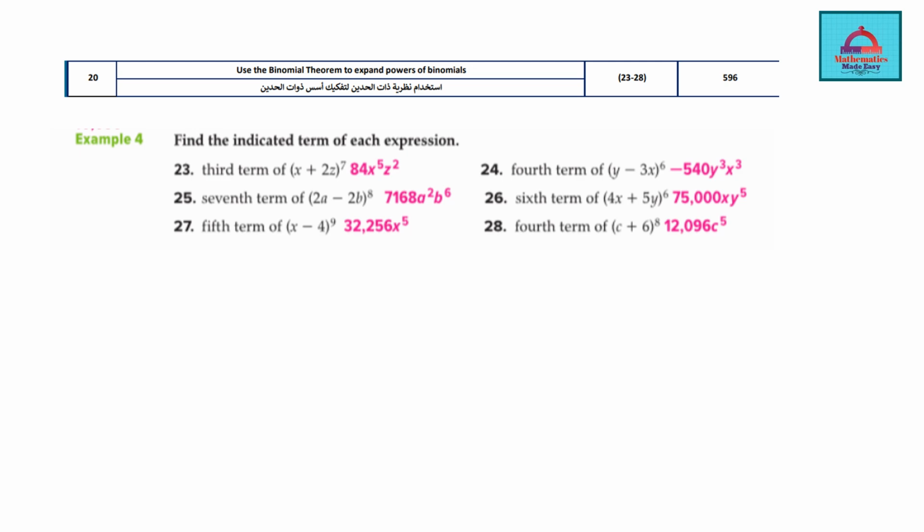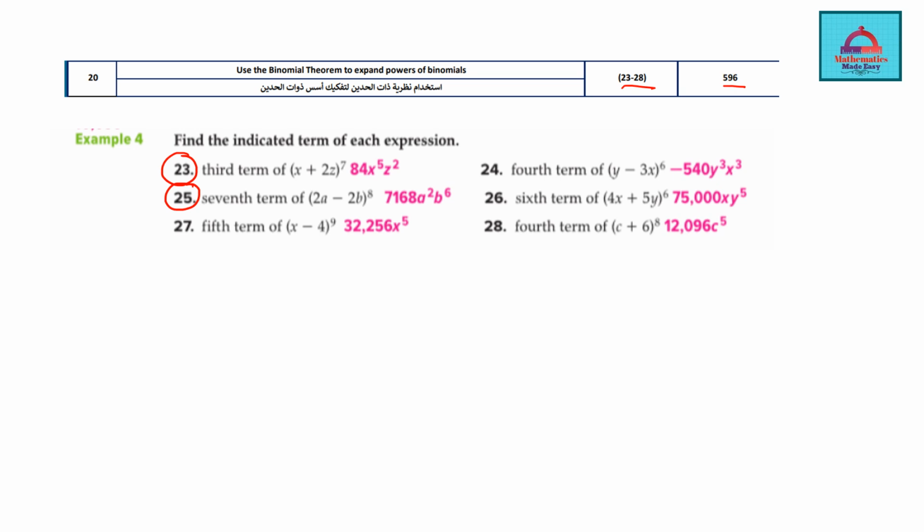These questions 23 to 28 are given in your math book on page 596. As you see on this slide, for questions 23 to 28, I've already provided you the final answers in pink. The method to solve all of them would be same. So we are going to be solving two questions here in this video, that is 23 and 25, and you can similarly follow the method to solve the remaining questions.